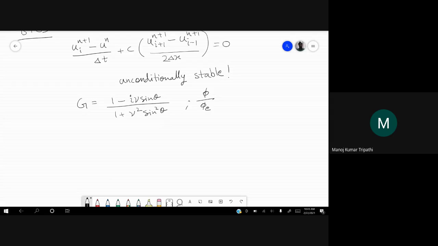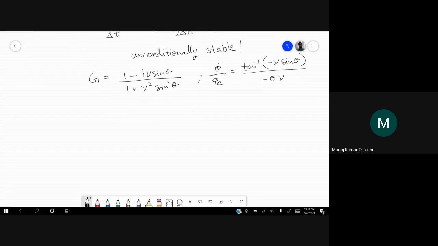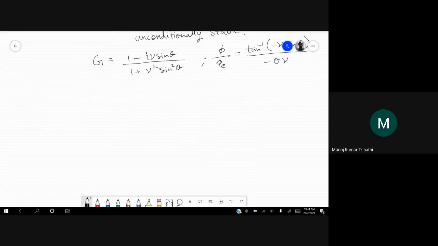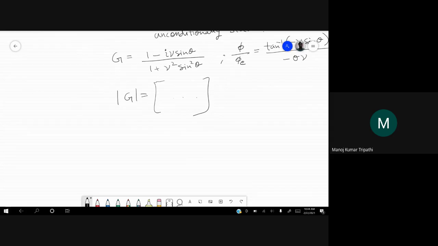And phi by phi e comes out to be sine theta by minus theta nu. So now if you put nu equal to 1, you don't get phi by phi e equal to 1. So we can write mod g. Mod g you can calculate actually, because g is already given here. Real part square plus imaginary part square, whole square root.